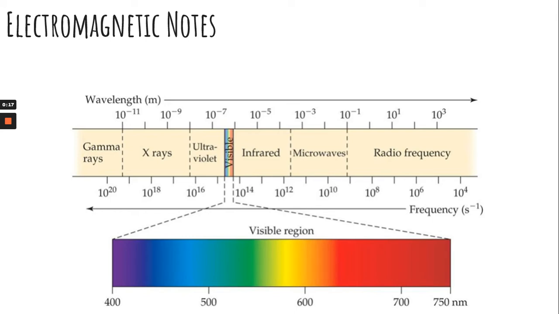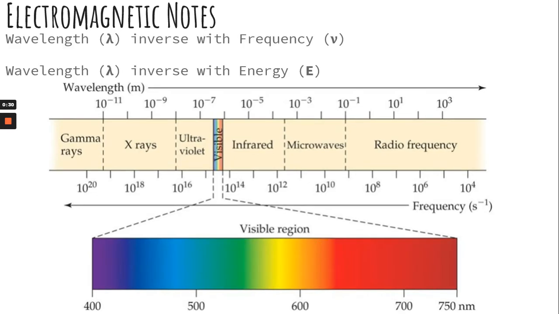A lot of the other analysis relies on the electromagnetic radiation spectrum and how it interacts with the molecules. So what you need to remember is that wavelength and frequency are inversely related. So the longer the wavelength, the lower the frequency. Longer, lower. The longer the wavelength, the lower the energy. So wavelength and energy are inversely related.